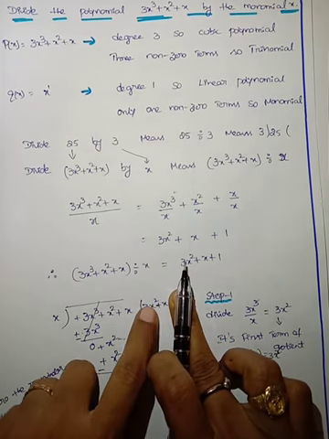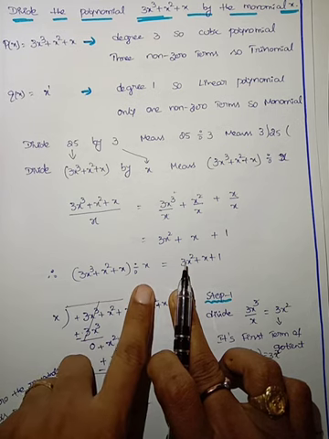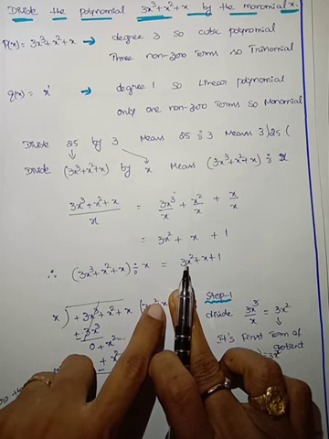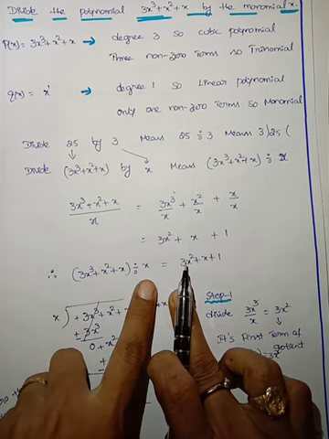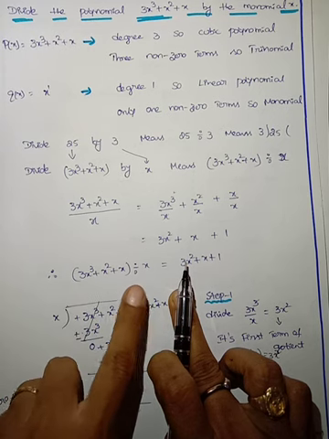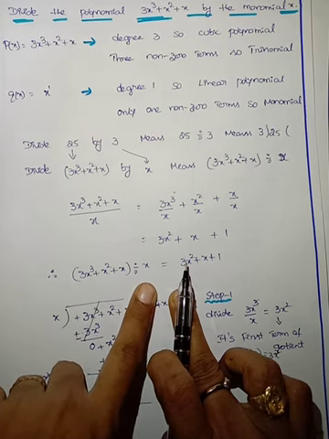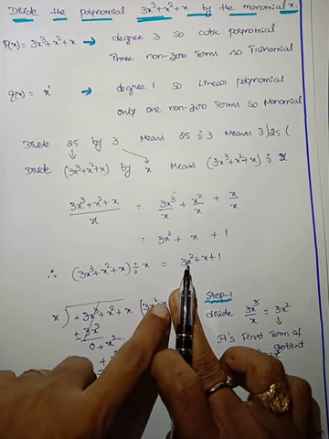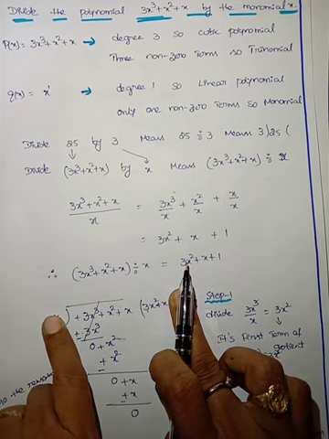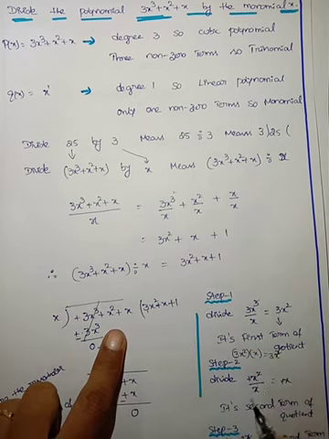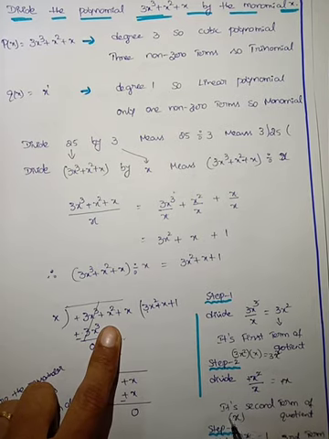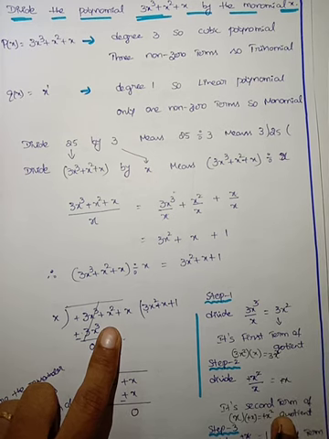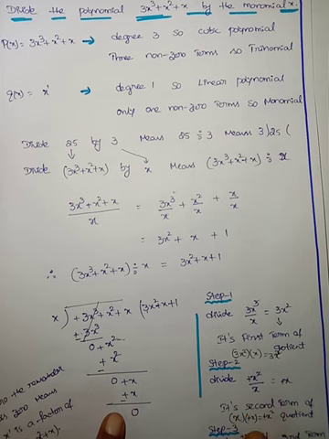Already you multiplied 3x square with x in the first step, so that is closed. Now the second term is plus x. You have to multiply this plus x with the divisor. The divisor is x and the quotient term is plus x. x into x means x square. You have to write down this plus x square.